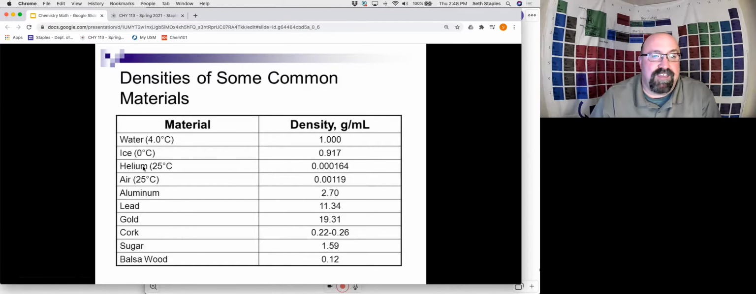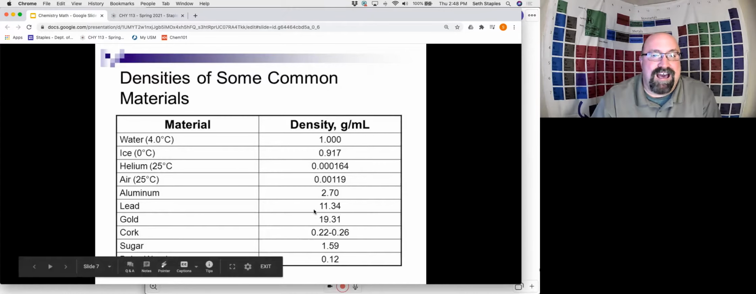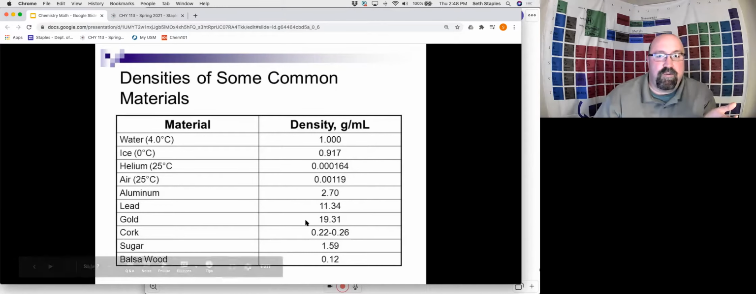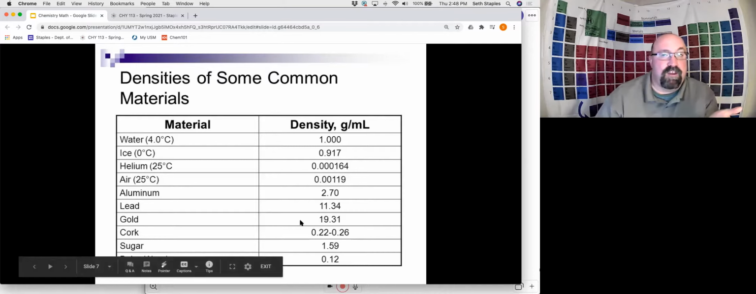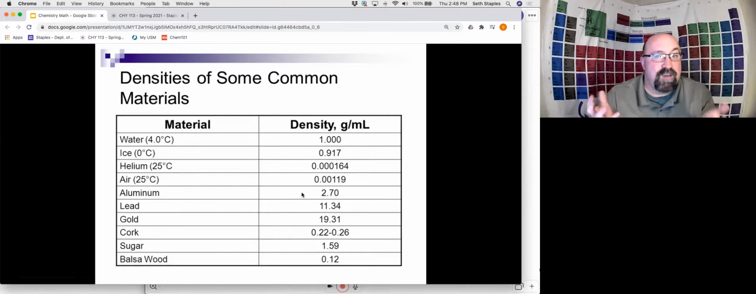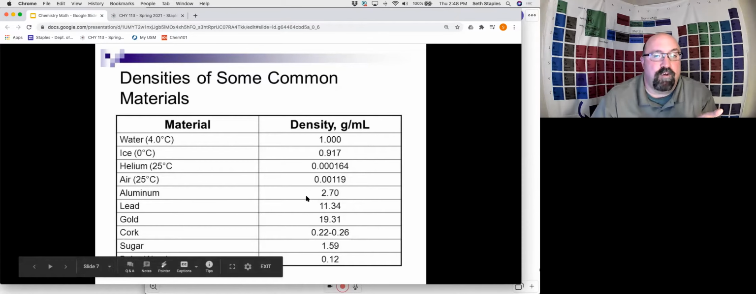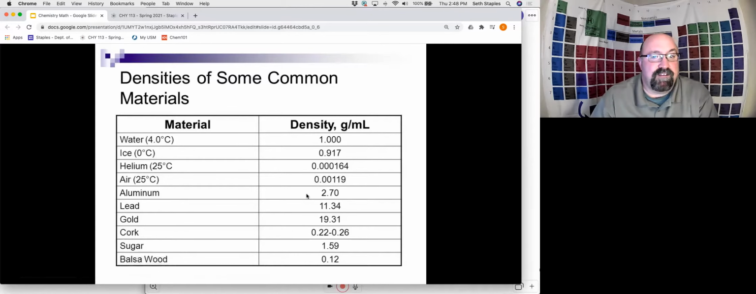And then there's some other various densities here. You can see things that are gases like air and helium, very, very low densities. Aluminum, lead, gold, some of our heavier metals, very, very high densities. And so say you had, in one hand, 1 milliliter of gold. In another hand, you had 1 milliliter of aluminum. So same volume of each, that 1 milliliter of gold is going to weigh much more. The aluminum would weigh much less, different densities, and so forth.